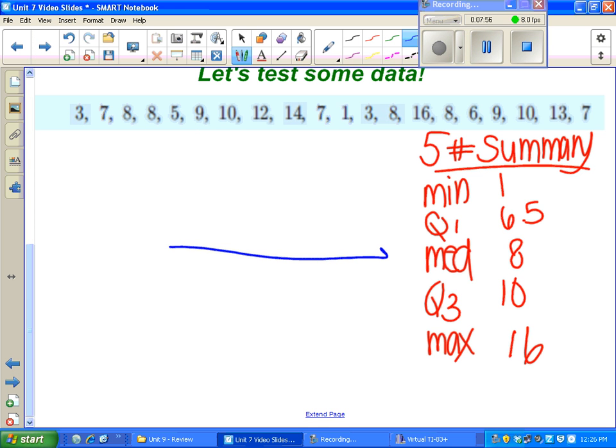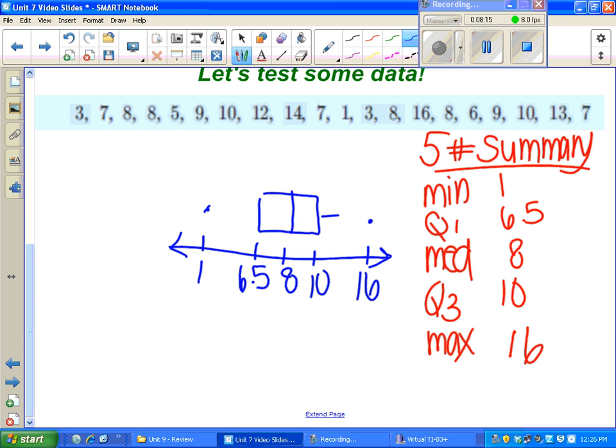We could just set up our number line. That's not very straight, but that's okay. We would have 1, 6.5. Remember, you want to space them out as realistic as you kind of can. 8's really close to that. 10's pretty close to that. 16's a little bit higher. So my min and my max. Put a box from my Q1 to my Q3, line down the median. There's my box and whisker. Now, if I wanted to test for outliers, I absolutely could.